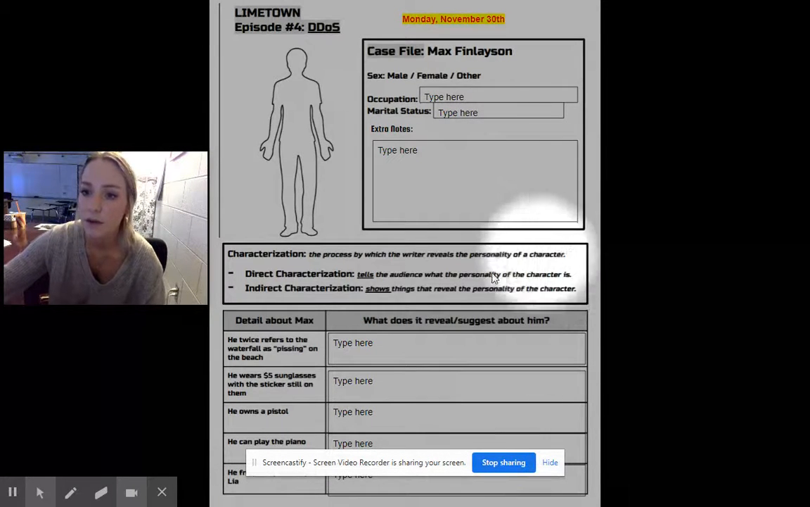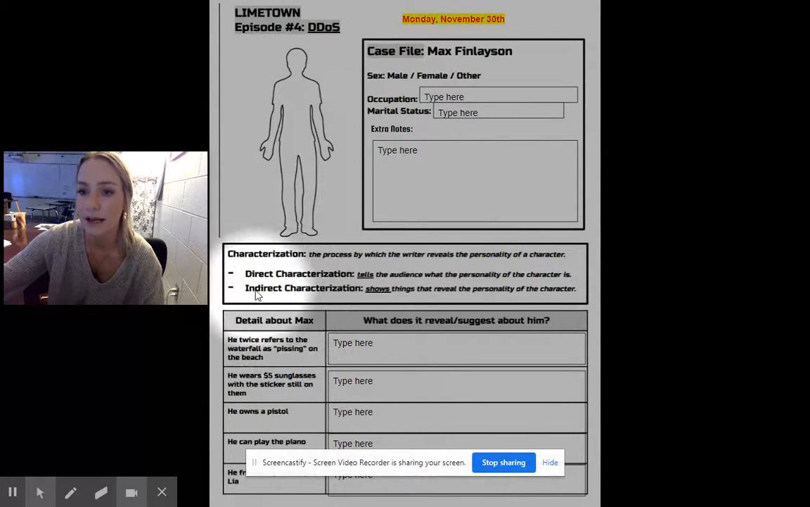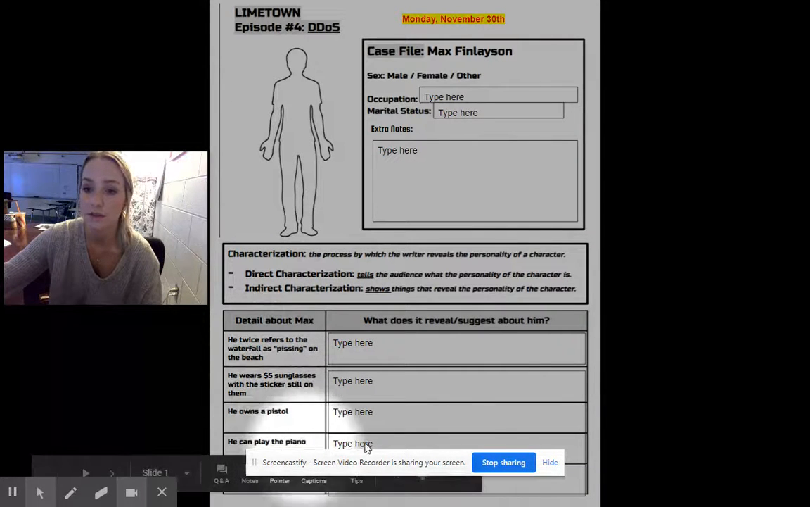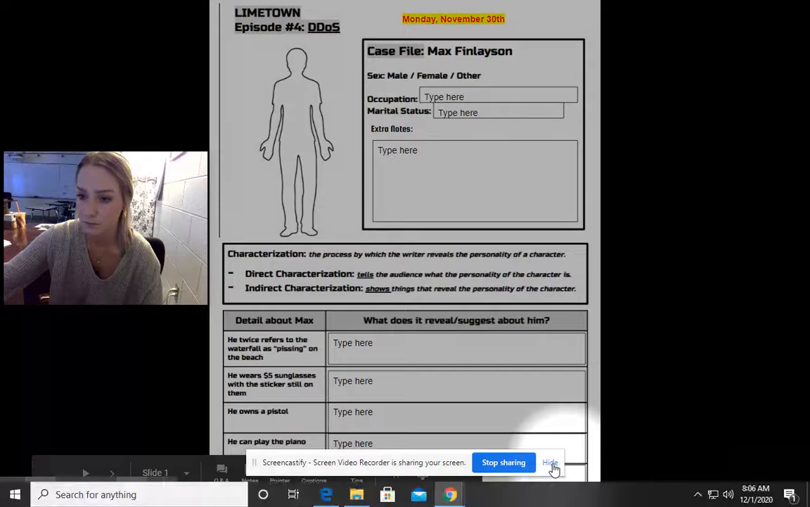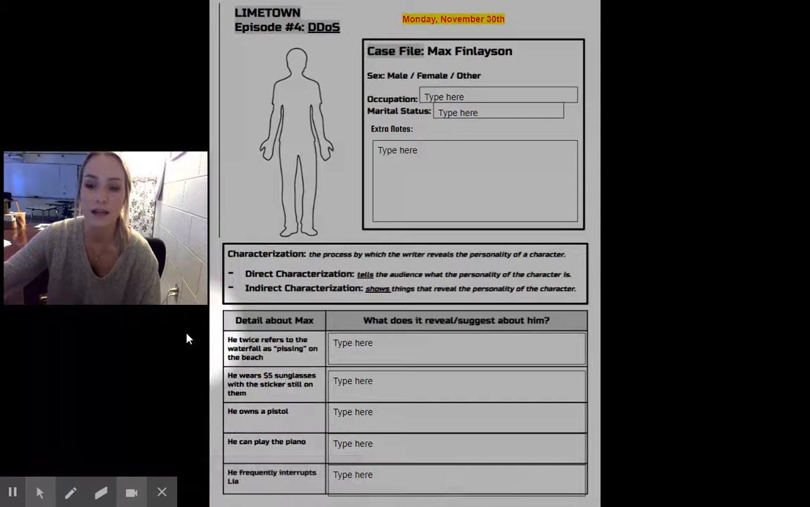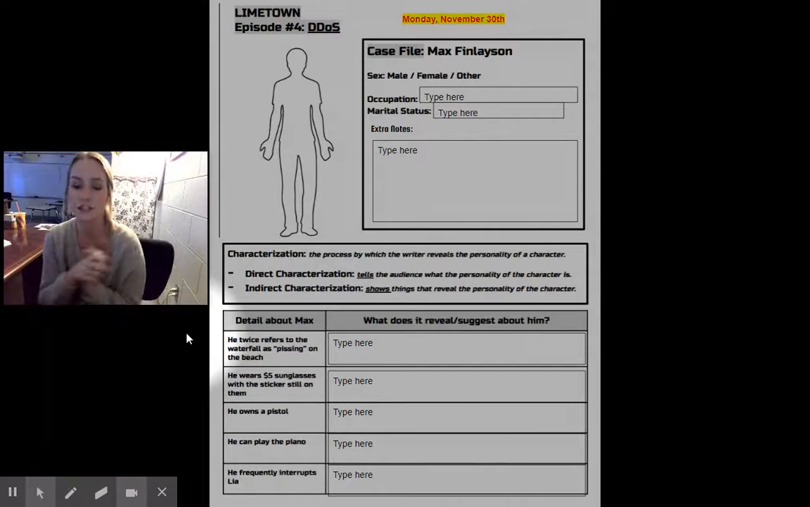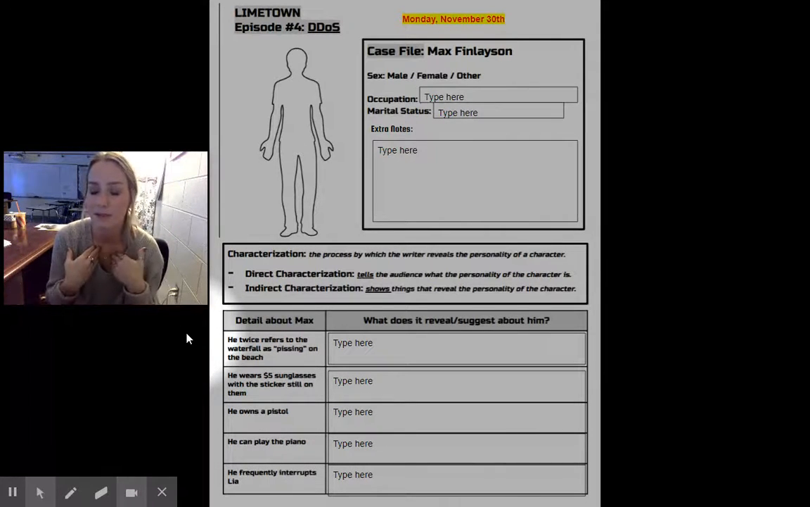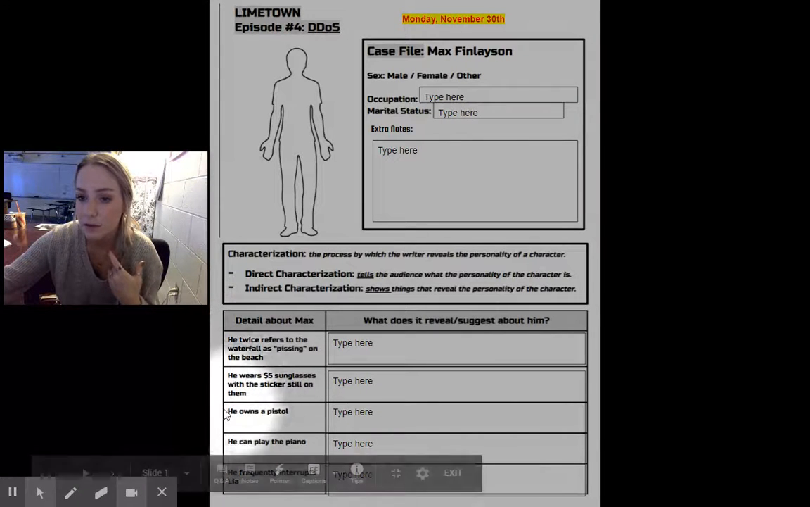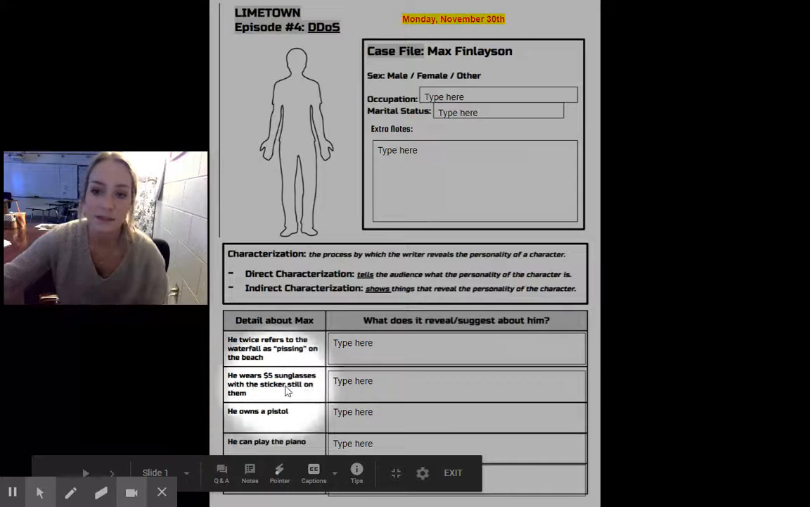Down here, we're looking at indirect characterization. These are all examples of indirect characterization, and the reason why is because none of these things are direct. They don't just say Max is this. It just tells us something about him and we have to piece it together ourselves. For example, let's look at: he wears $5 sunglasses with the stickers still on them.